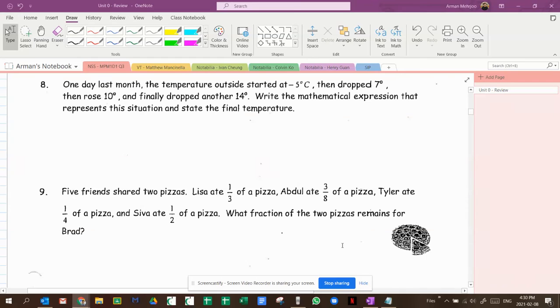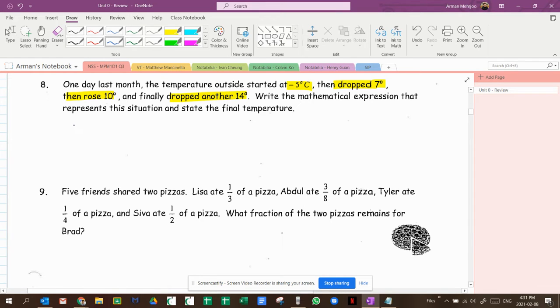All right, next question. Question 8. One day last month, the temperature outside started at -5 and then dropped 7 degrees. It then rose 10 degrees and then finally dropped another 14. Write the mathematical expression that represents this situation and state the final temperature.